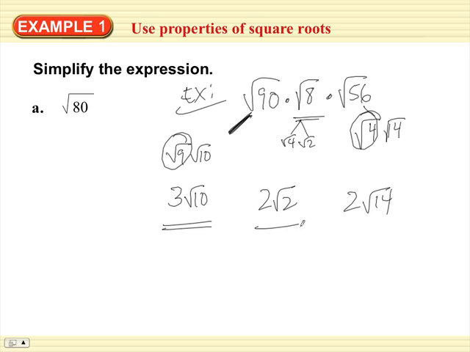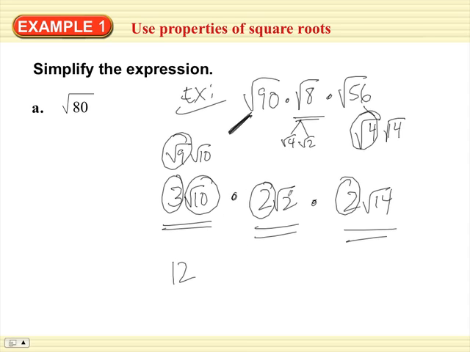All right, now, this is this, this is this, this is this. You multiply these together. What are the only things you can multiply? The whole numbers, 3, 2, and 2, which make 12, 10. So you could do this. 10, 2, and 14 make 280. So really, your one step could be 12 square root of 280.